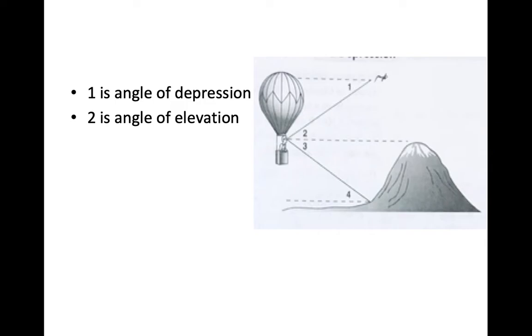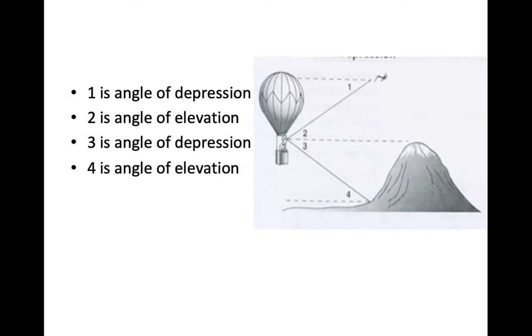If we look at angle 3, looking down upon the base of the mountain, since it's looking down, it is an angle of depression. And the angle from the base of the mountain going up to the person in the blimp, since it's going up, angle 4 would also be an angle of elevation. And like I said with the previous two, angle 3 and angle 4 are congruent. They're the same because they're alternate interior angles.